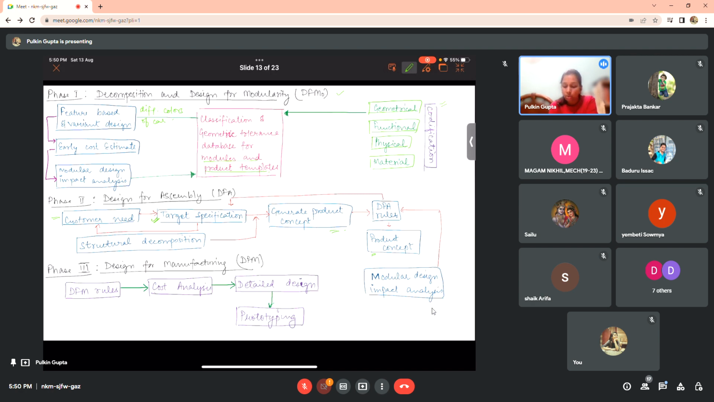And also this modular design and impact analysis is done on this product. And then we have the decomposition of this product into different modules. Then we go to the design for manufacturing, wherein firstly DFM rules are considered, then cost analysis is made, and then we go to detailed design and prototyping.